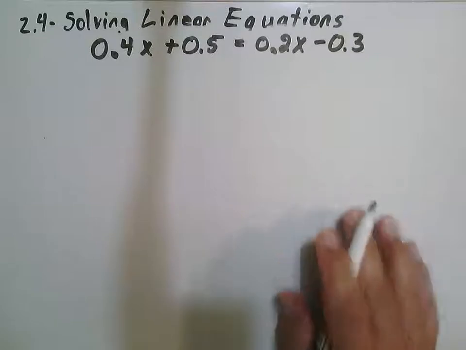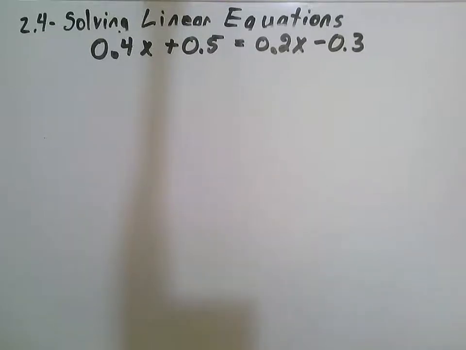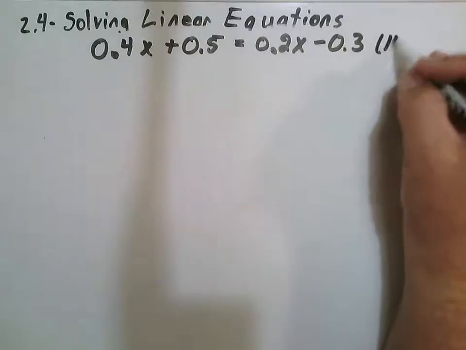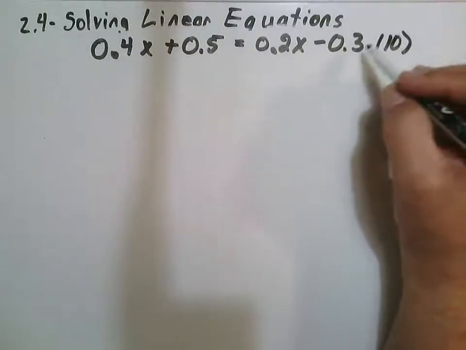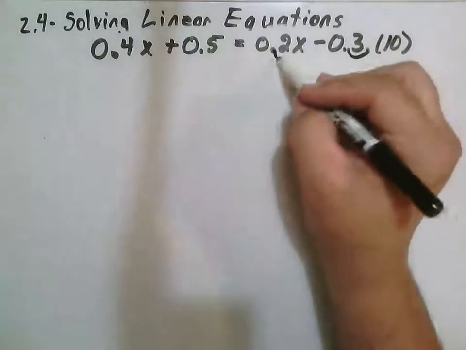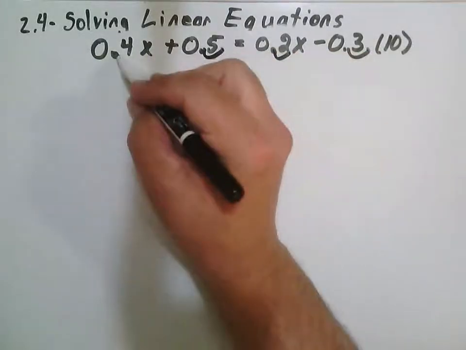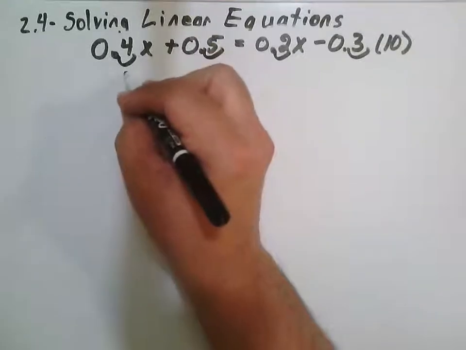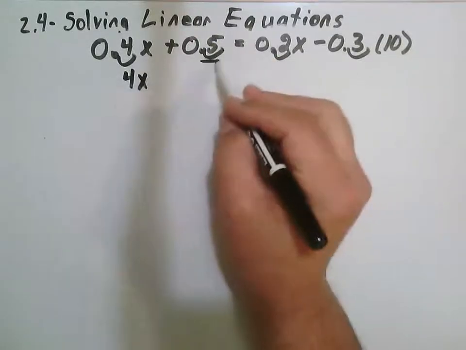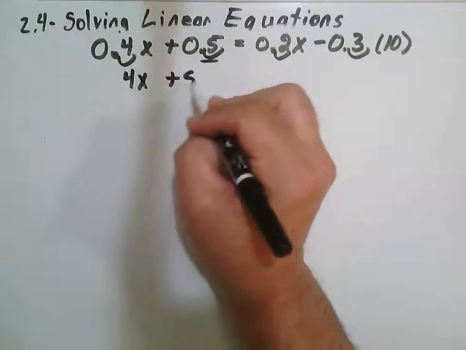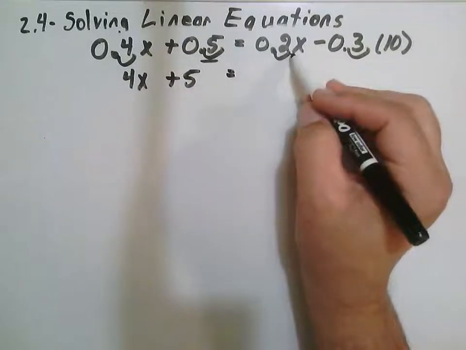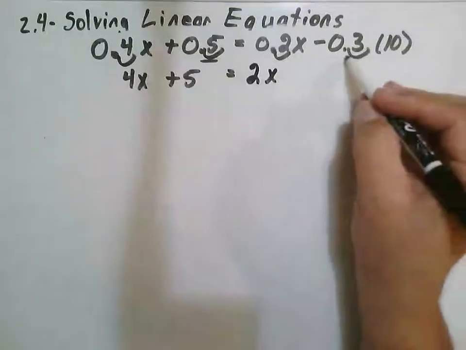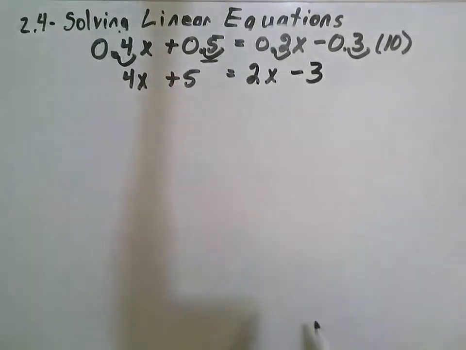Now, the easiest thing to do is remove all the decimals. What I mean by that is, remember, through the multiplication property of equality, I can multiply this entire thing by 10. And what that does is allow you to move all your decimal points one spot. So this 0.4x becomes 4x. This 0.5 becomes a 5. This 0.2x becomes a 2x. And this becomes just 3.